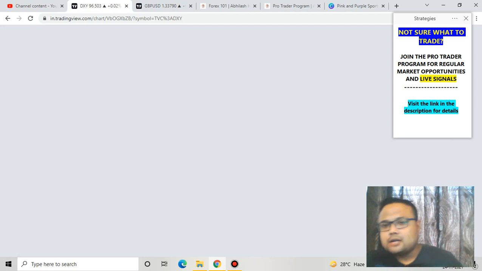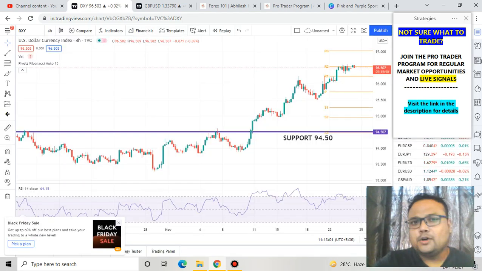And this is the chart of DXY US dollar. As we all know, US dollar is extremely bullish for the last couple of days, and as there is a correlation, if dollar is up, we see selling pressure on Euro USD, GBP USD and gold. You can see dollar is still very bullish right now.